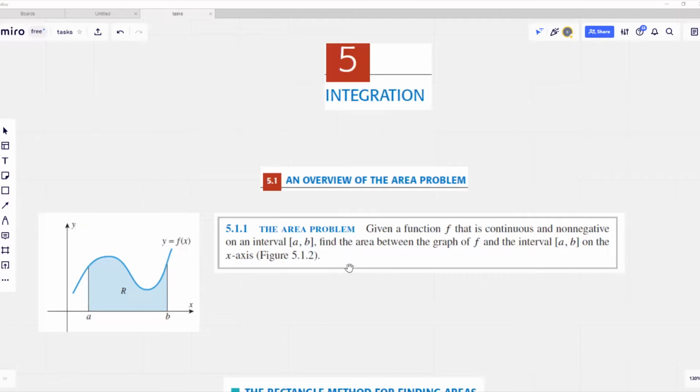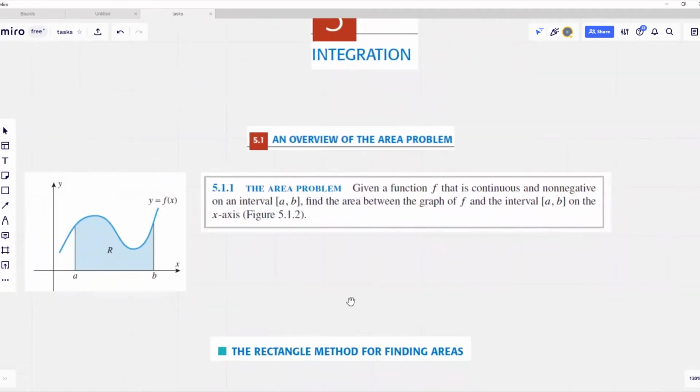And let's start with an overview of the area problem. The area problem is given as follows: given a function f that is continuous and non-negative on interval from a to b, find the area between the graph of f and the interval ab on the x-axis. So if we have the following graph, we would like to find the area below it and above the x-axis.